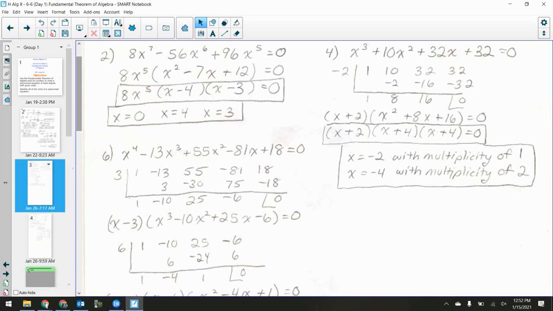Remember, bouncing off is at least a double root, an even root. Bending through is an odd root, at least 3. Going straight through is a single root. And here's number 6.